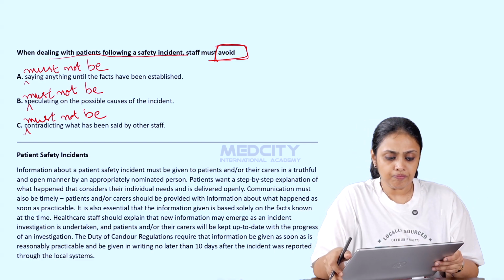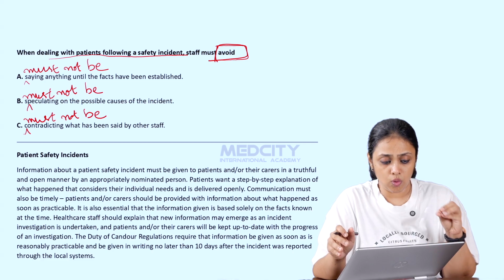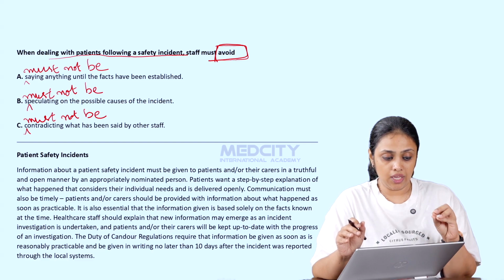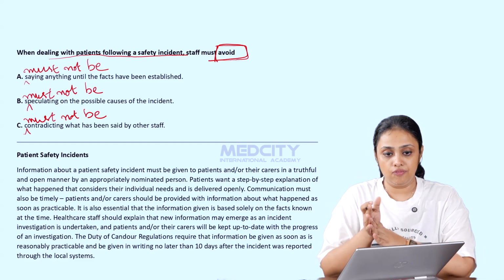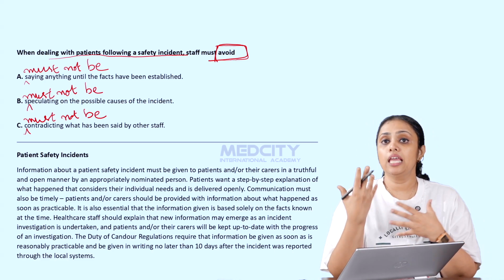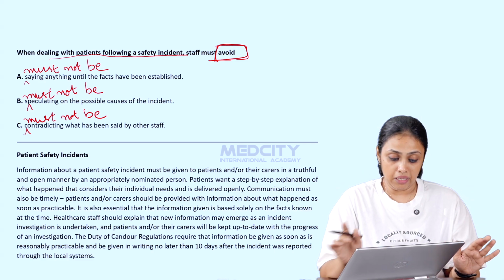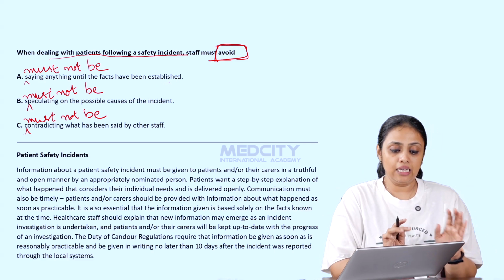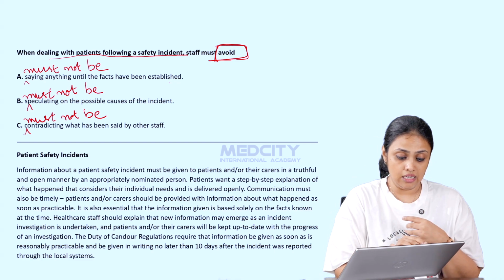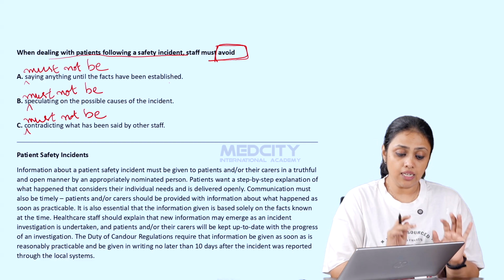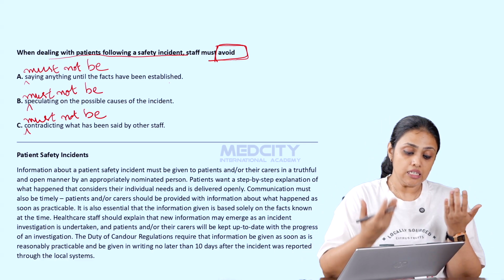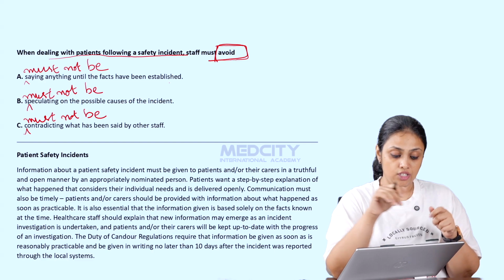So the basic idea is that the question wants you to find out, when dealing with patients following a safety incident, what are the things that the staff should not be doing. The staff should not say anything to the patient until the facts have been established, or as per option B, the staff should not speculate, as in assume or guess, on the possible cause of the incident. Or the other option says that in case of a safety incident, the staff should not contradict what other staff have said. These are the options. Now let's go through the text.